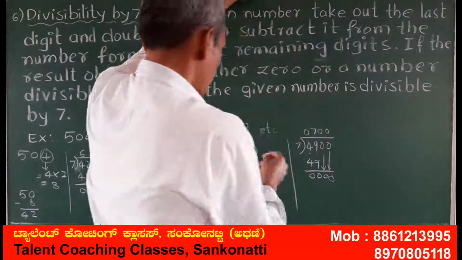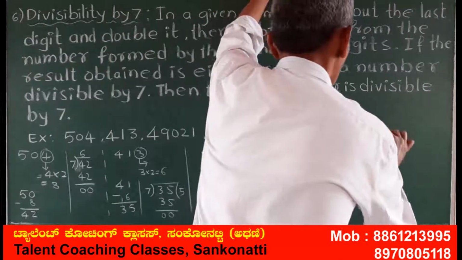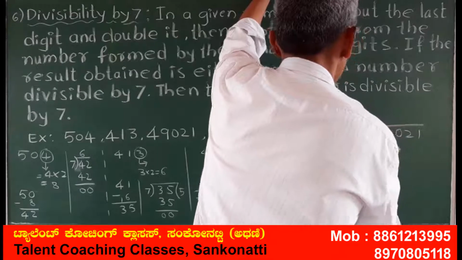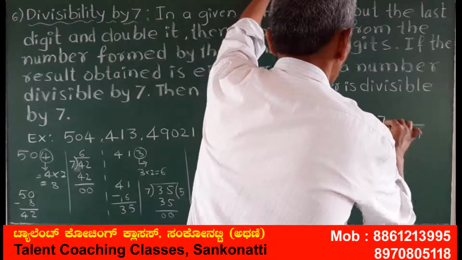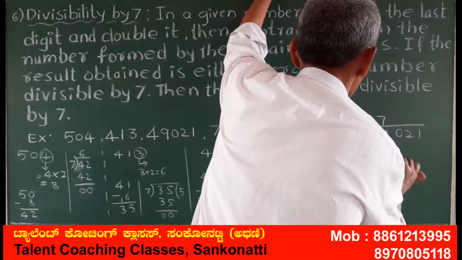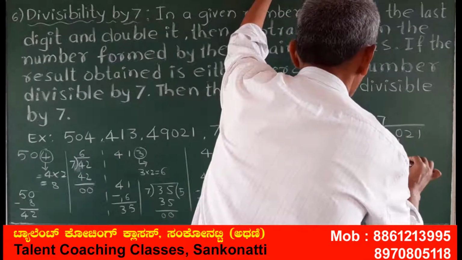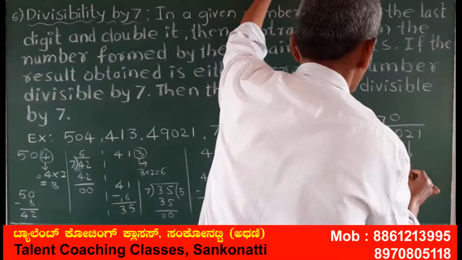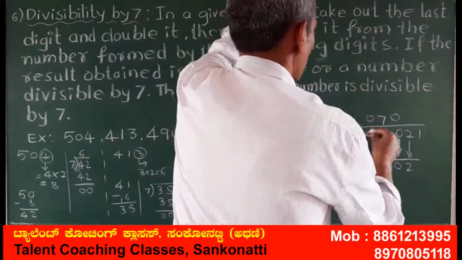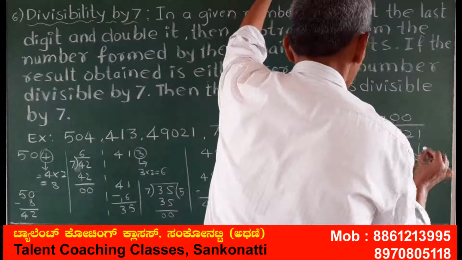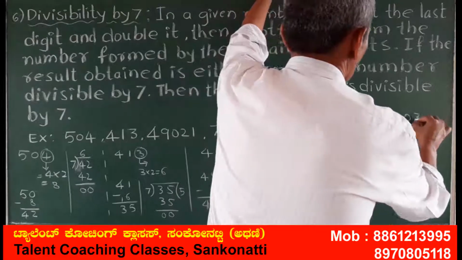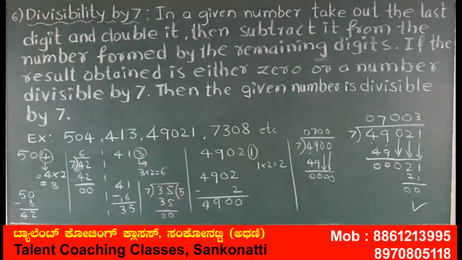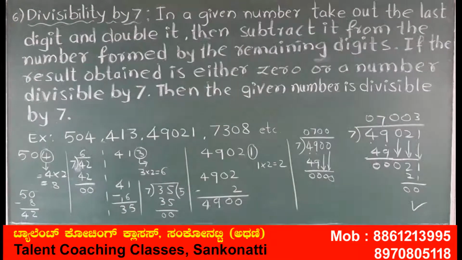Now we'll check whether this number is divisible by 7 or not. 49021, we will divide this one by 7. 7 sevens are 49. Then 0, in the 7 table 0 is not there, write 0 and take the next digit down. In the 7 table 2 is not there, less than 2 also not there, write 0, take the next one down and it becomes 21. 7 threes are 21. So this number 49021 is completely divisible by 7.